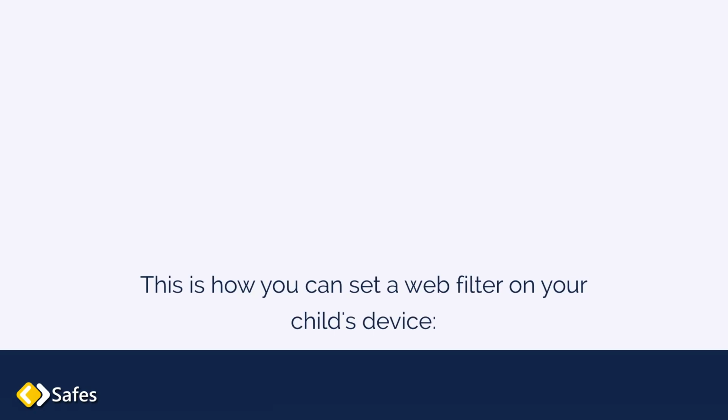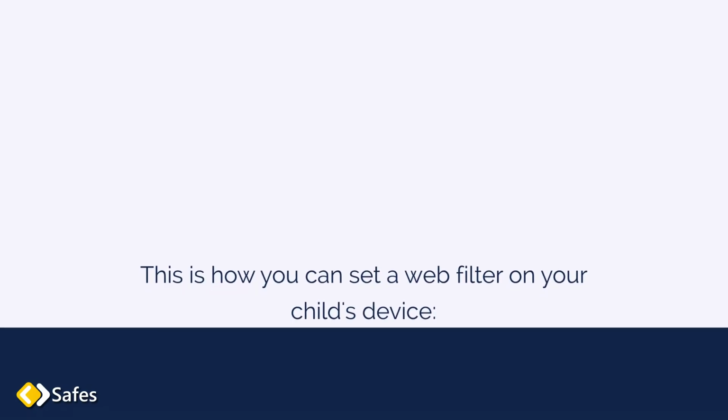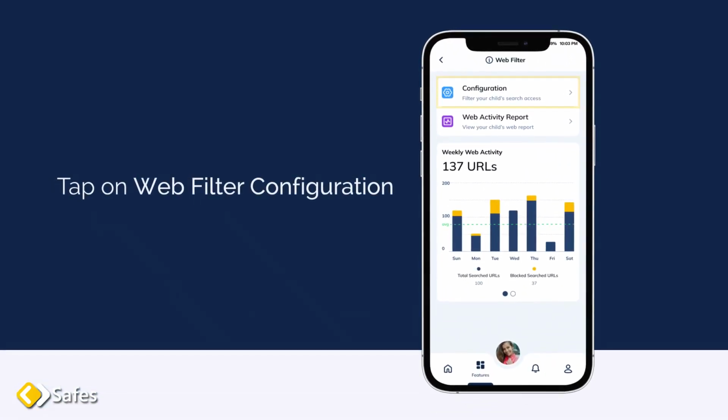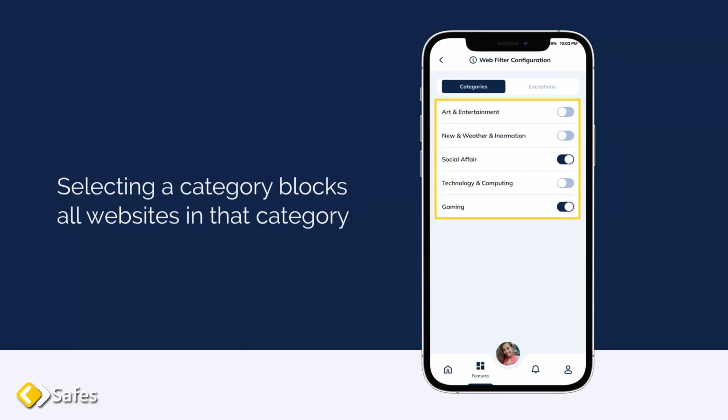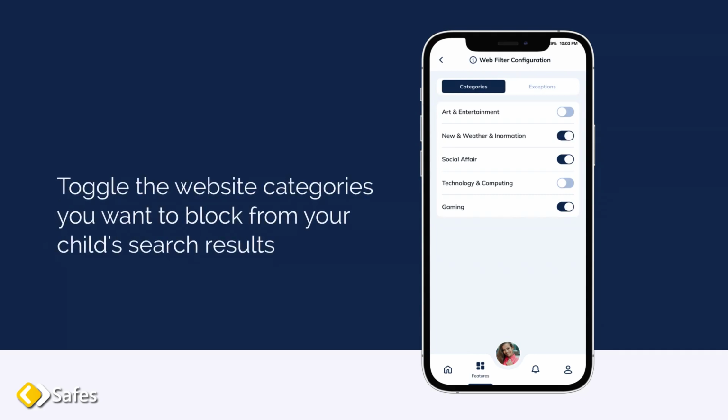This is how you can set a web filter on your child's device. Tap on Web Filter Configuration. Selecting a category blocks all websites in that category. Toggle the website categories you want to block from your child's search results.